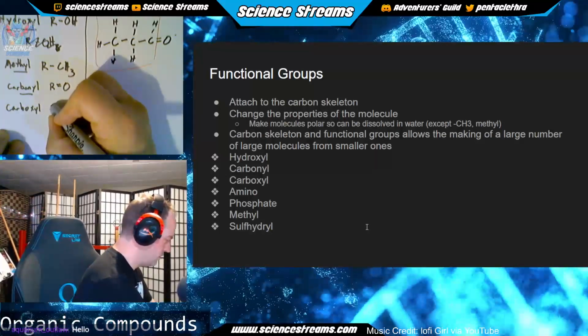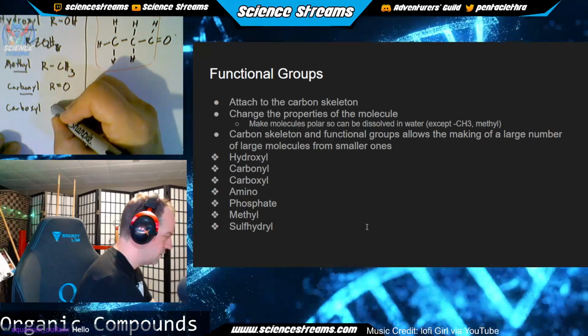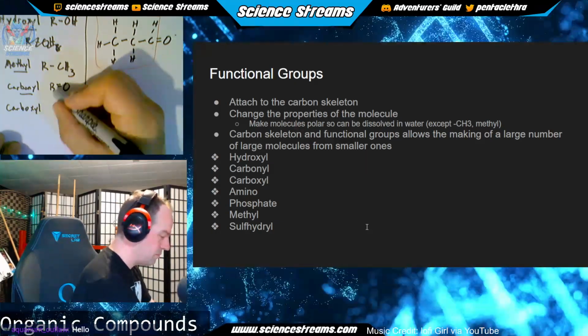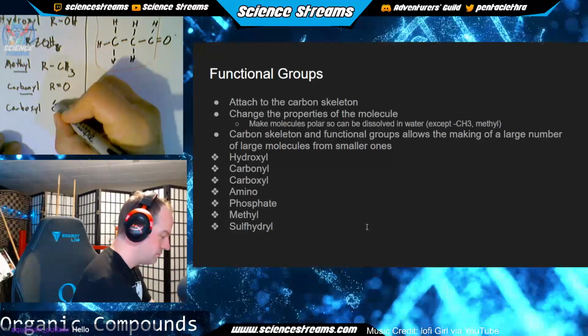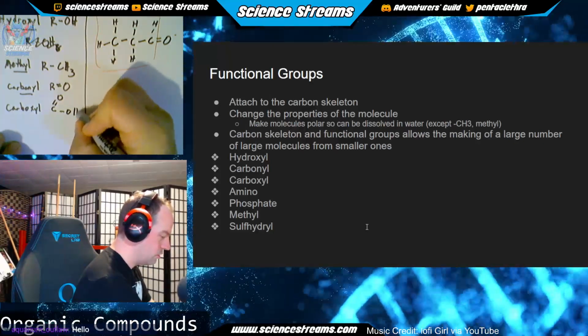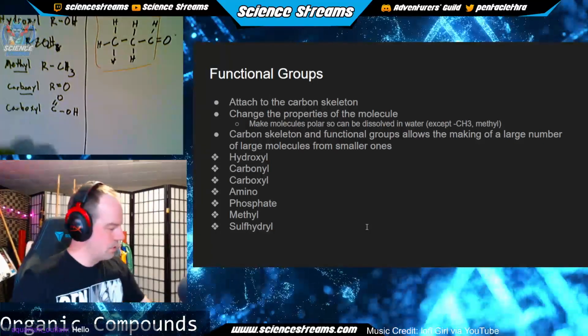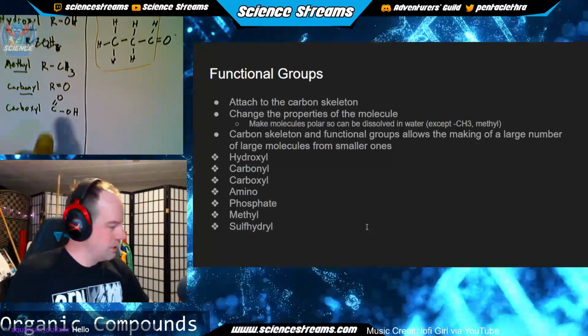And this is going to be basically the same thing as up here. We're going to have a carbon, and we're also going to have a hydroxyl group off of it. That's why we have the xyl group coming off of that.